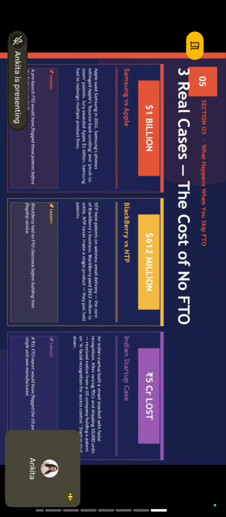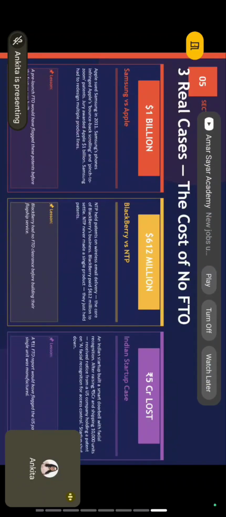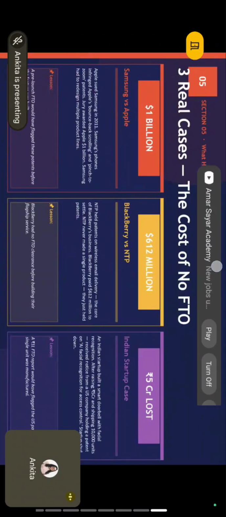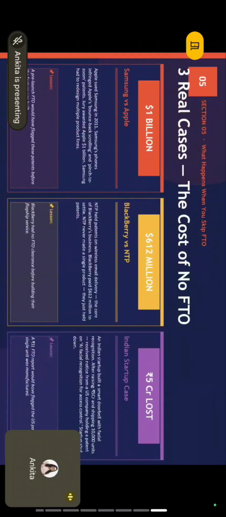And for this type of case, we have a term that is patent troll. Some companies hold patents just to sue others. They don't make the product, they just have a patent and they sue the other company if any other company makes a product on similar technology.